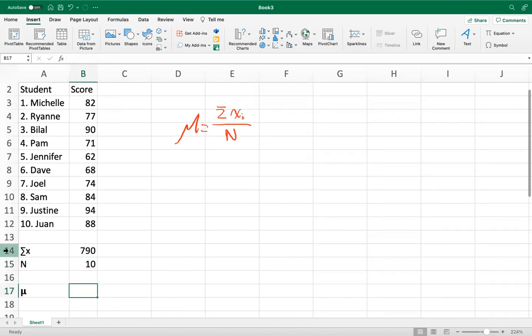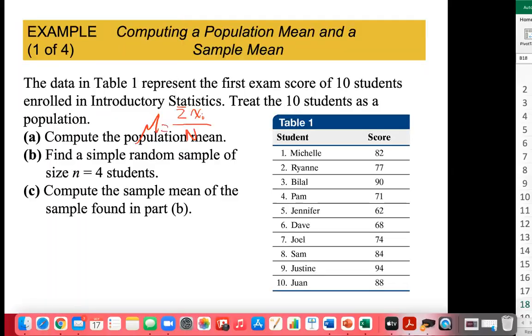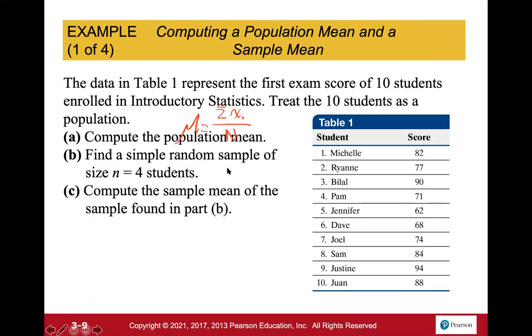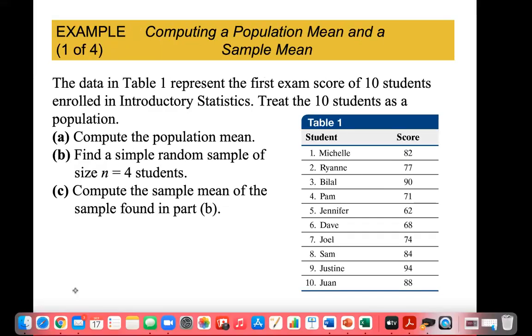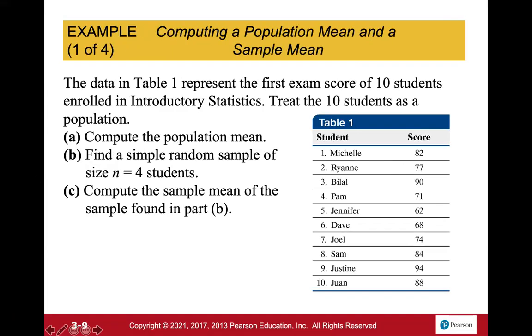And lastly, to find the mean. The population mean here is going to be the sum of all the values divided by the number. Since we have those all nice and pretty for us, that's all we have to do. So now answering the very first question, compute the population mean. The population mean in this case is 79, which is what we got right over here. So 79.